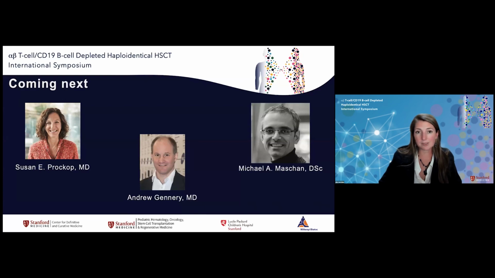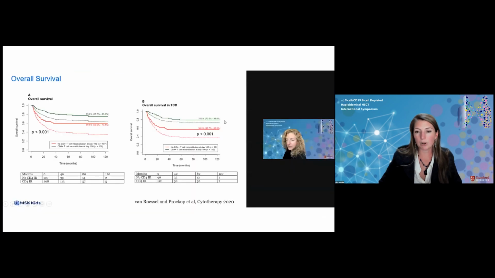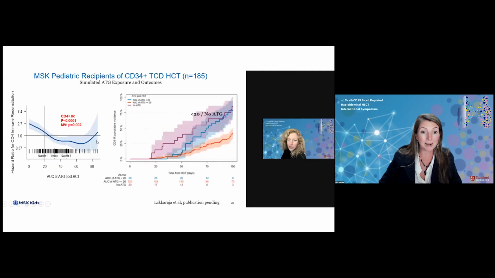The second session was really very stimulating and about immune reconstitution. Susan Prokop started by reminding us that we have a really easy and easily applicable biomarker for evaluating the immune reconstitution, defined as the CD4 immune reconstitution by day 100. And she showed us some data that specifically in T-cell depleted transplant confirm the validation of this biomarker to predict overall survival. In fact, you can see that in this big cohort published in Cytotherapy in 2020, even in the T-cell depleted setting, which in this case were CD34 positively selected grafts, patients who had a CD4 immune reconstitution by day 100 had a better overall survival in comparison with those who didn't achieve the threshold of 50 CD4 per microliter by day 100.